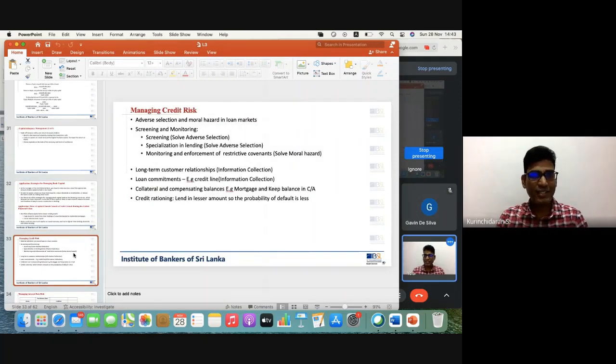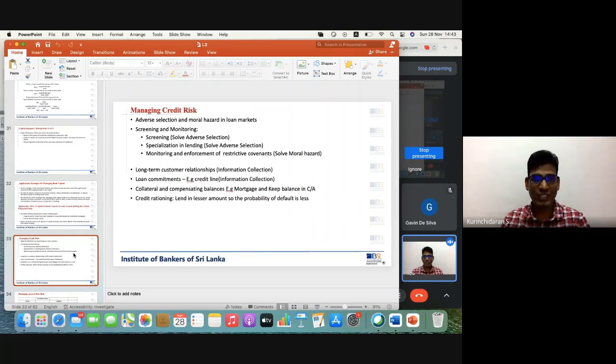And as I discussed earlier, managing credit risk, right? That's also a very important item. So we discussed earlier adverse selection and moral hazard in the loan market. So how does that work? When you do the screening and monitoring, you can reduce those risks, right? You can reduce adverse selection. You screen the customers, so through that you can reduce adverse selection. You can choose the right customers.